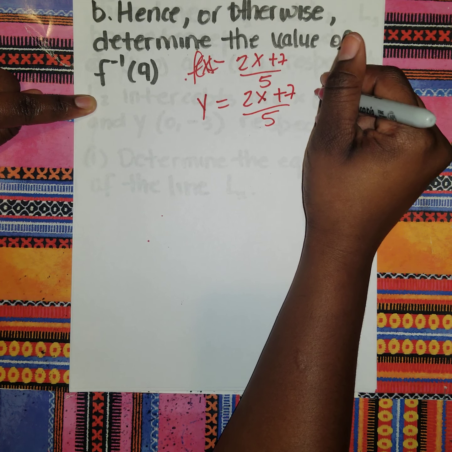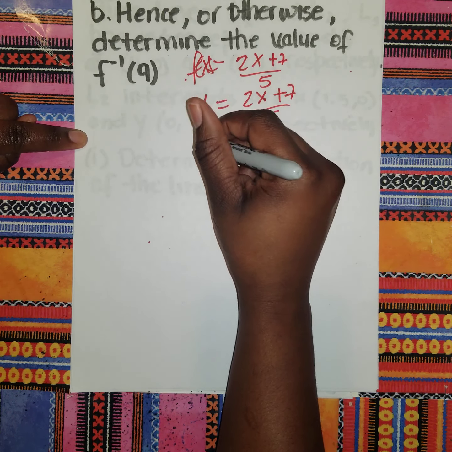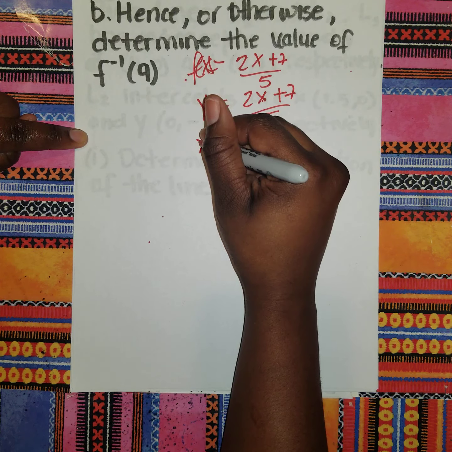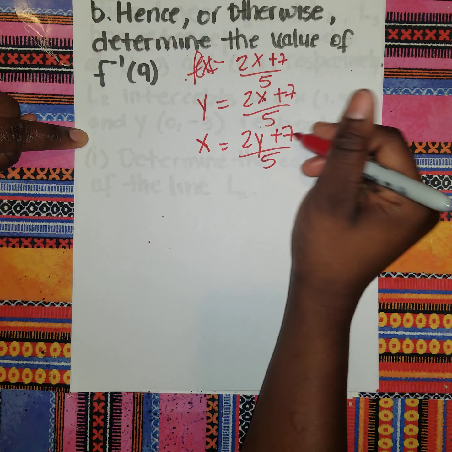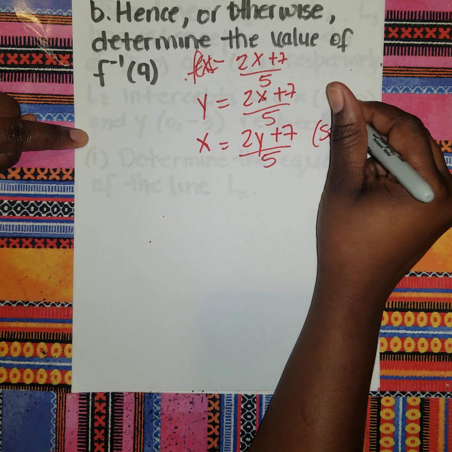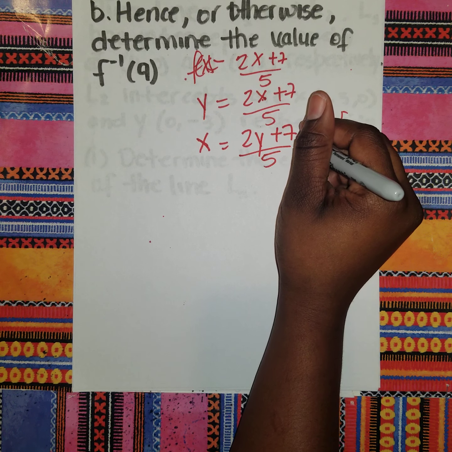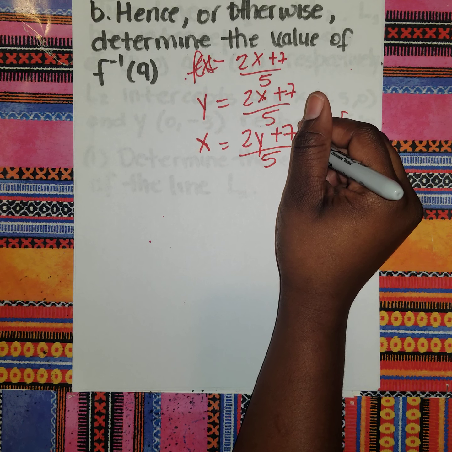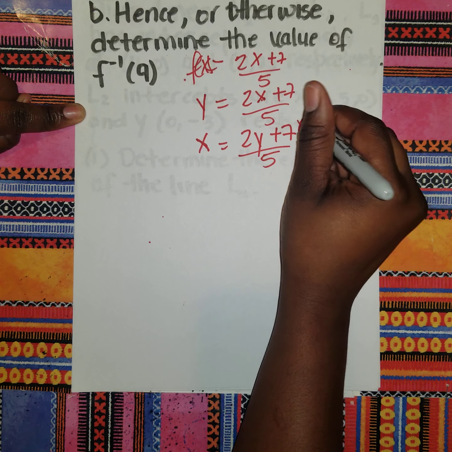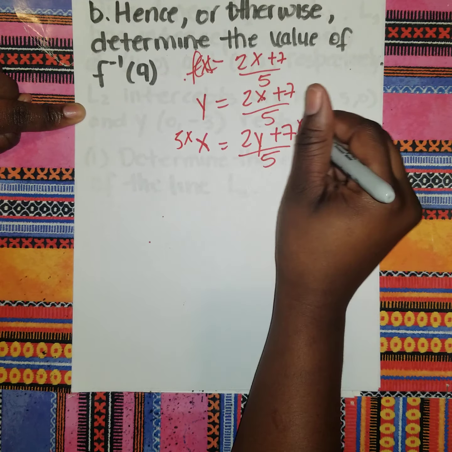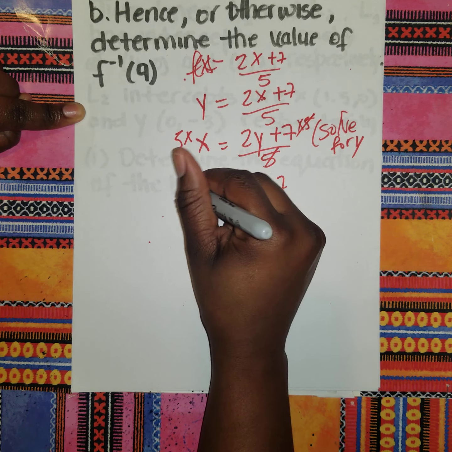From here, you're going to interchange x with y and y with x. That means in place of y, you put x, and in place of x, you put y. So it's going to be x is equal to 2y plus 7 all over 5. From here, you're going to solve for y, as we did in the previous page. We carry out the opposite operation until we get y by itself. So you multiply by 5 on both sides. This 5 cancels the denominator, so 2y plus 7 is equal to 5x.